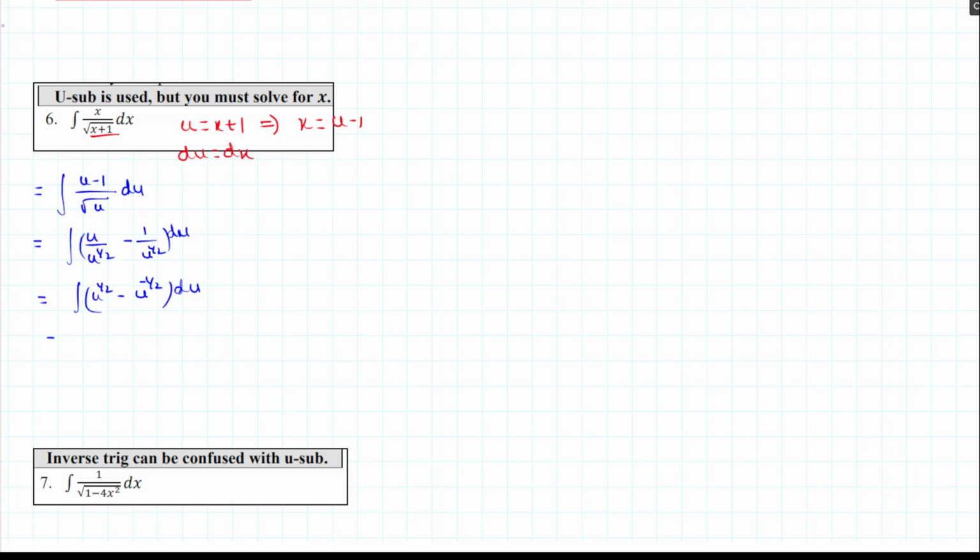du. So this is equal to the integration of u power 1/2, which is u power 1/2 plus 1, that is 3/2, u over 3/2, which we can write as 2/3, minus the integration of u power negative 1/2, which is u power negative 1/2 plus 1, so that is u power positive 1/2 over positive 1/2, which can be written as 2, plus c. So this one is 2/3, with u equal to x plus 1, to the 3/2, minus 2 times x plus 1 to the 1/2, plus c.